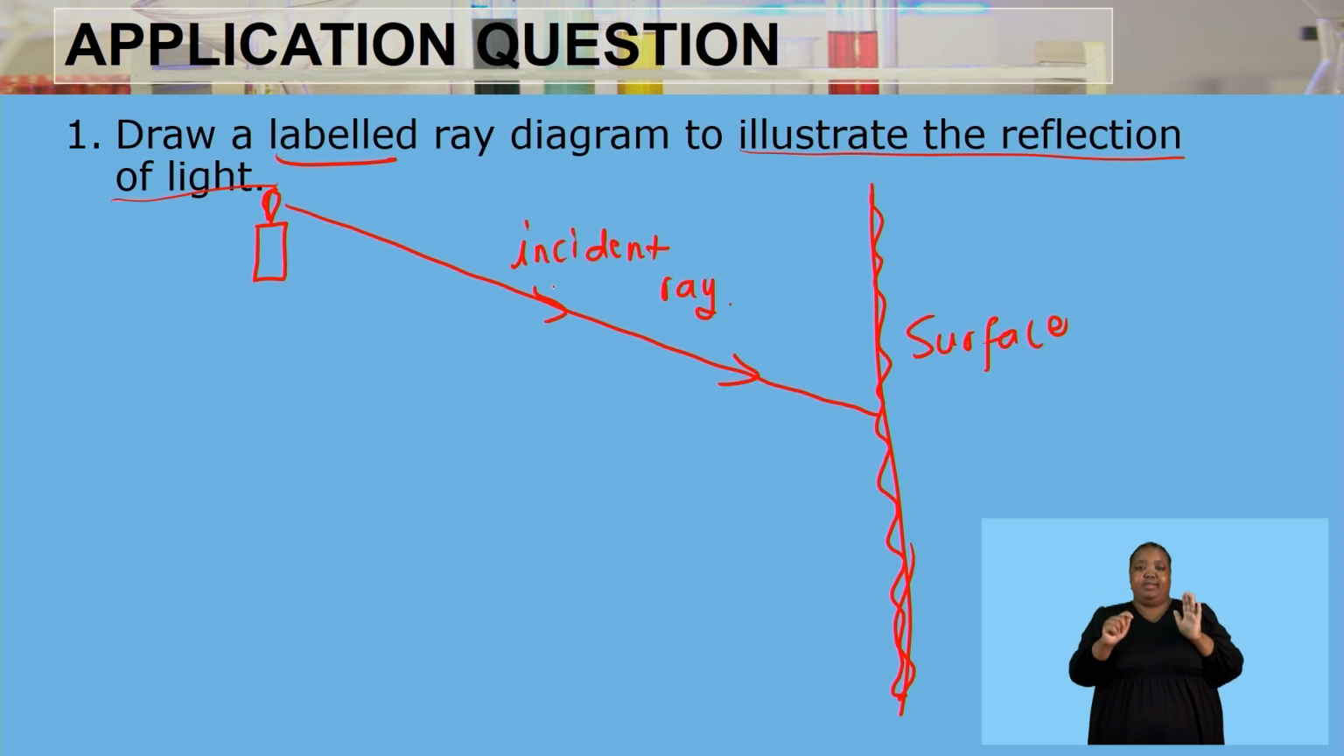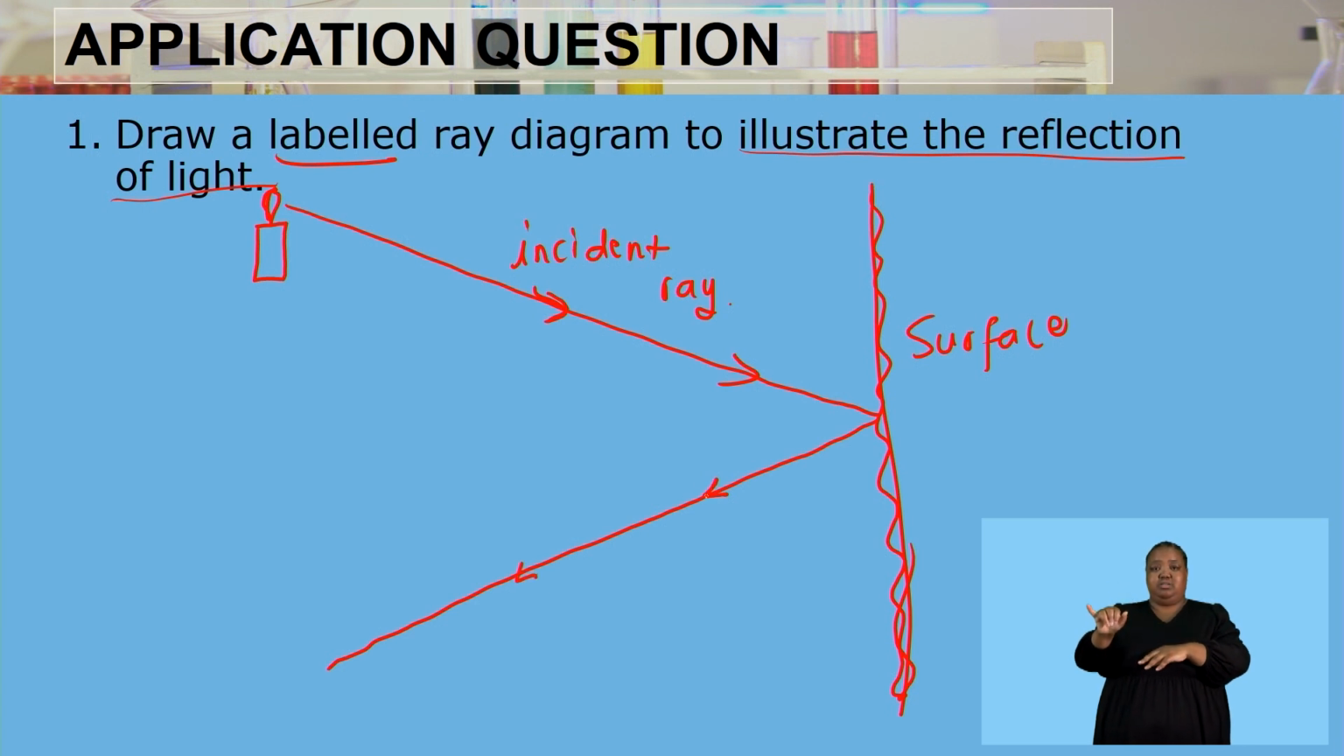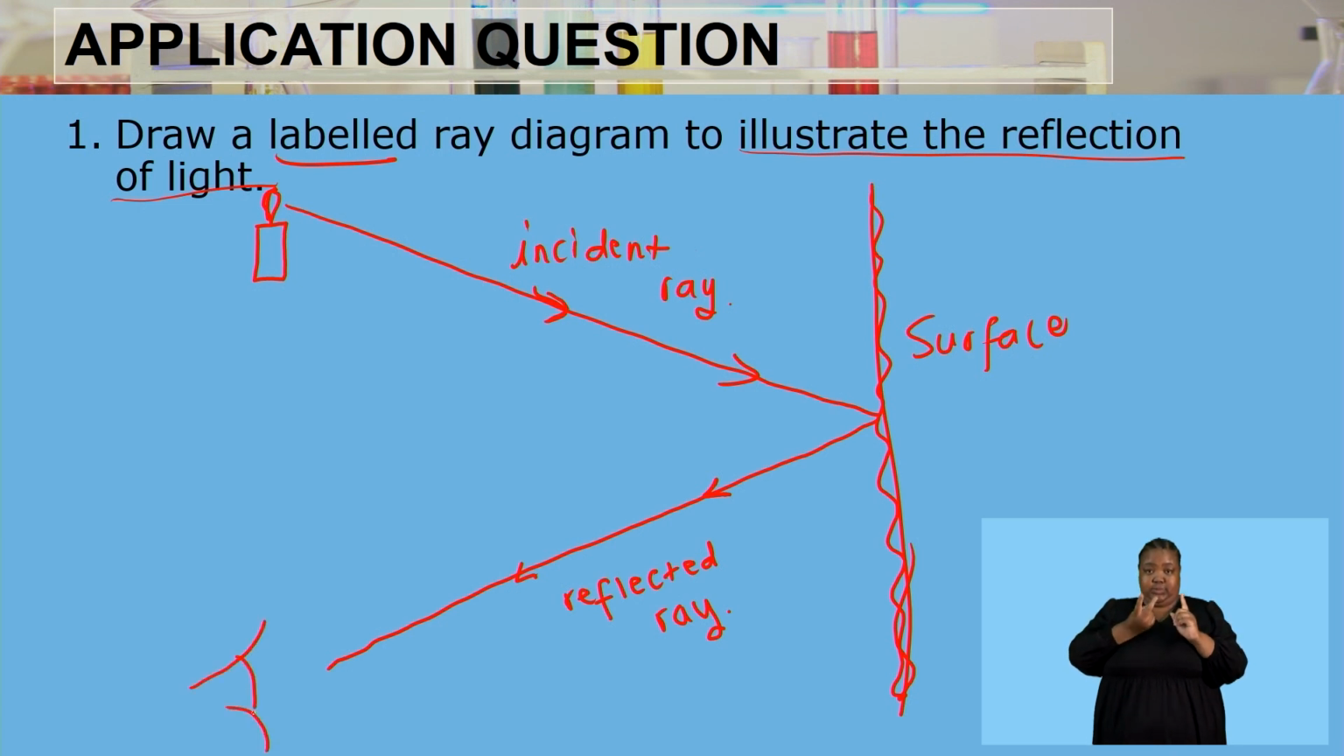Now, this light coming from the source is going to bounce off the surface. It is going to be reflected off this reflective surface. And then, if it is reflected off the surface, this ray will no longer be called an incident ray, but will be called our reflected ray. Right, so this is going to be the observer. This is going to be the eye, with the ray going towards the eye.